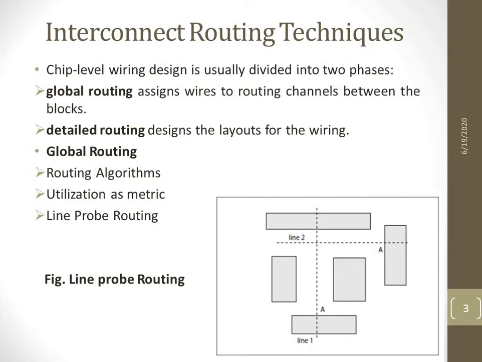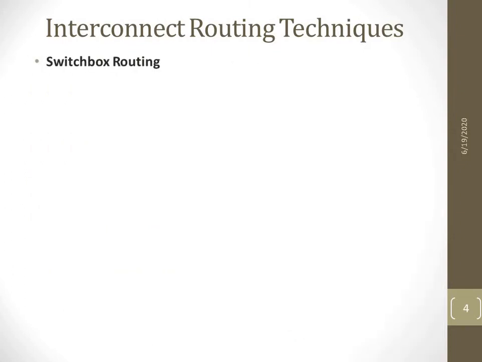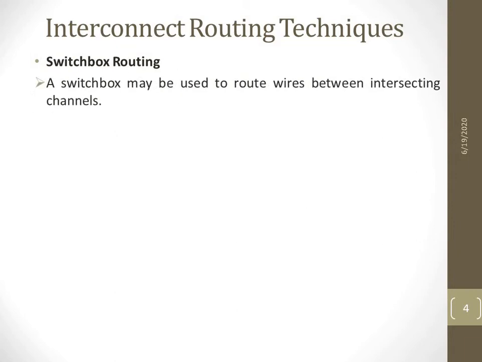In this particular diagram you can see the rectangular boxes which are placed in the chip or on the floor. They are the blocks where we are supposed to place our design, and in between them we need some clock or the supply. They are passed through the lines. So line 1 and line 2, through these lines the routing or the wiring will be done.